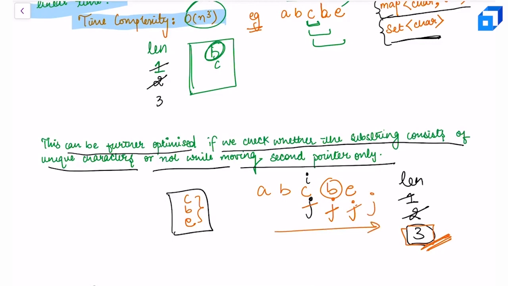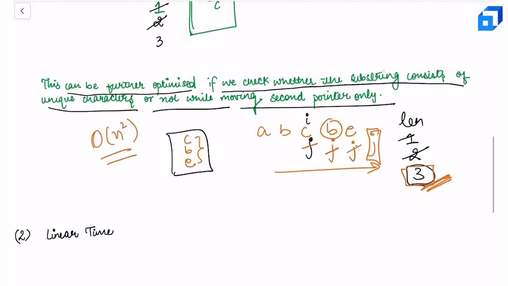And here we are checking the uniqueness of the characters in the string while iterating with the jth pointer. So that will take the time complexity of order of n square. Now can we even optimize this further? Well, yes.